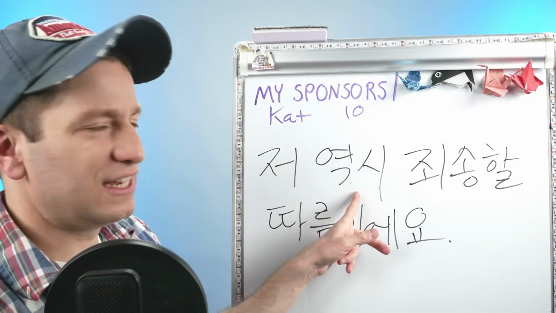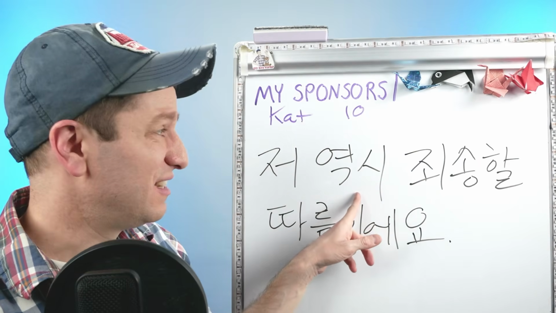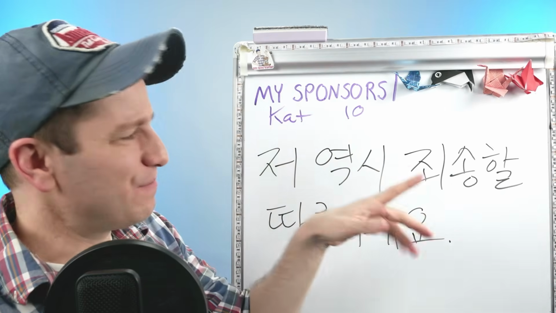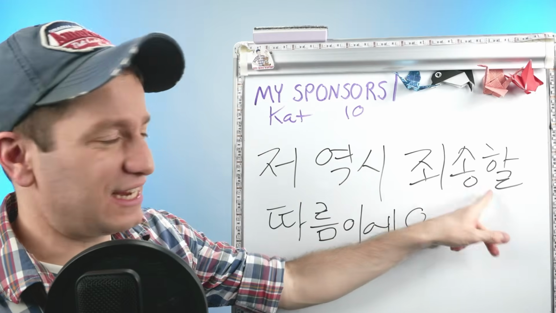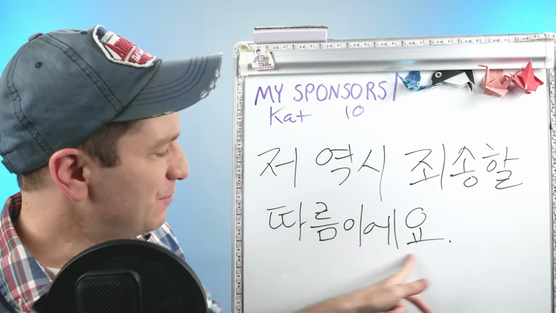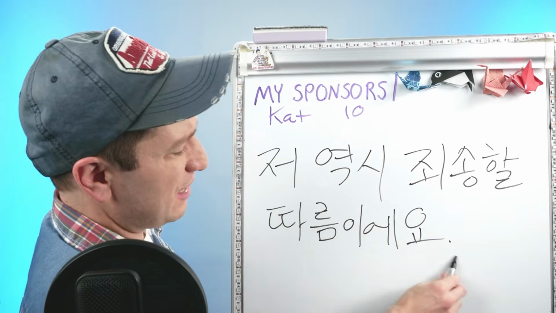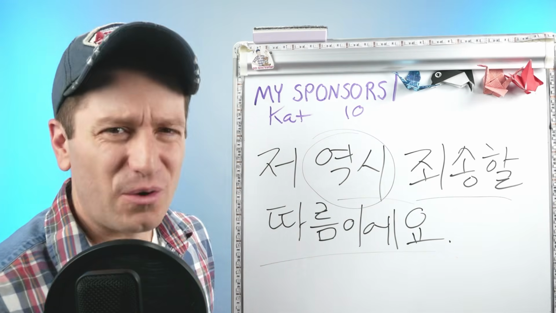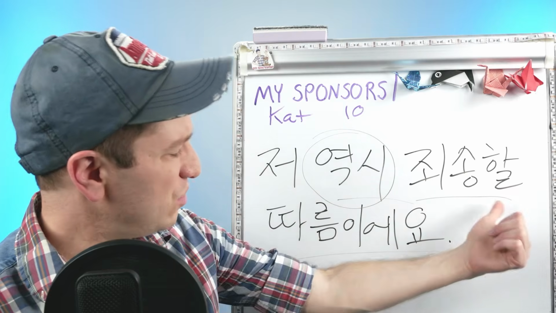저 역시, 역시 is as expected, like what I thought, just as I thought. 죄송하다 is to be sorry. 죄송할 따름이에요. I'm just so sorry. Basically, you know, I'm just so sorry. 저 역시 죄송할 따름이에요.